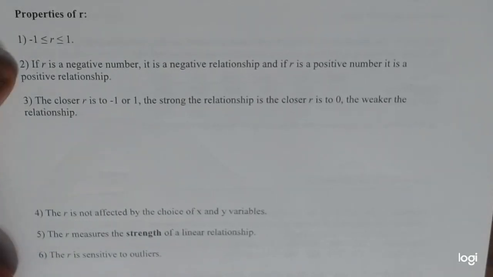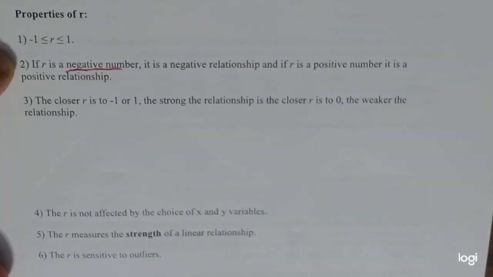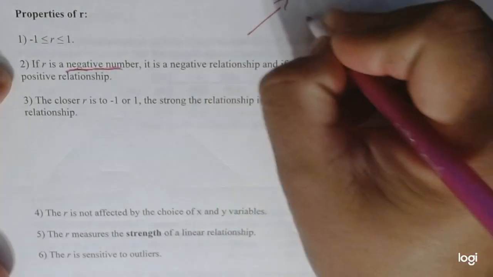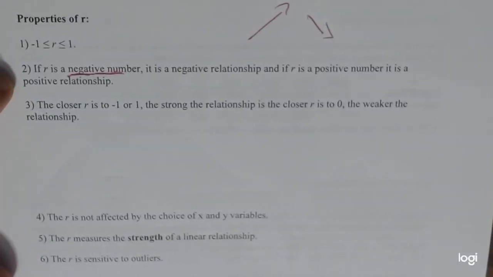The second thing is if r is a negative number, it has a negative relationship, which makes sense, right? And if r is a positive number, then we have a positive relationship. So the sign of r tells you if it's a positive relationship or a negative relationship, going up or down.